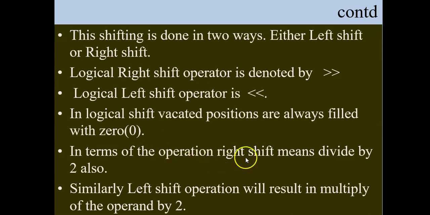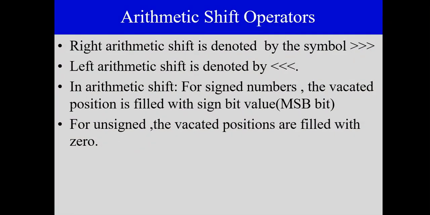In terms of the operation, right shift means divided by 2. This is also very, very important. Similarly, left shift operation means multiply of the operand by 2. So, arithmetic shift operation. Right arithmetic shift operation, instead of 2 greater, we'll see 3 greater. The symbol contains 3 greaters. Similarly, 3 less than is a left arithmetic. So in arithmetic shift for signed numbers, the vacated position is filled with signed bit value, mostly MSB value. For unsigned, as usual, it is filled with zeros.